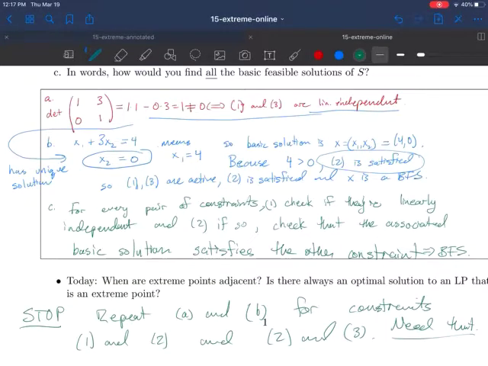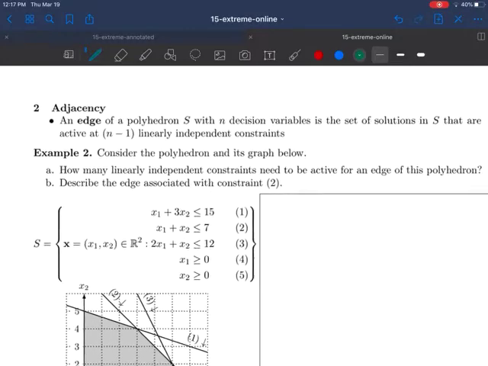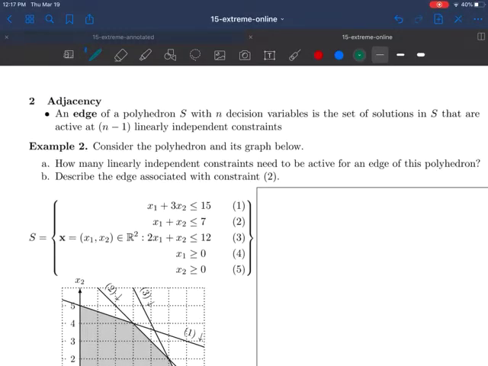Okay, welcome back. We're going to pick up with part 2 of lesson 15. What we want to talk about now is this notion of adjacency, adjacent solutions. Geometrically, if you think about a shape, a polyhedron, we have edges on this shape, and we want to ask what it means to be an edge. That's the first notion, and then we're going to use it to define adjacent extreme points.